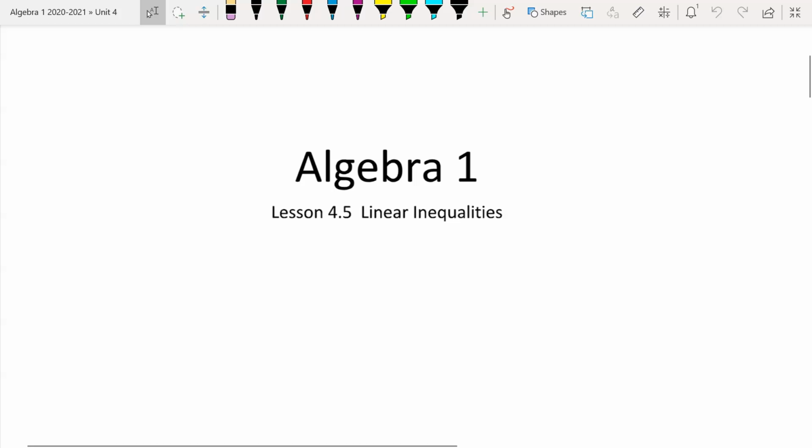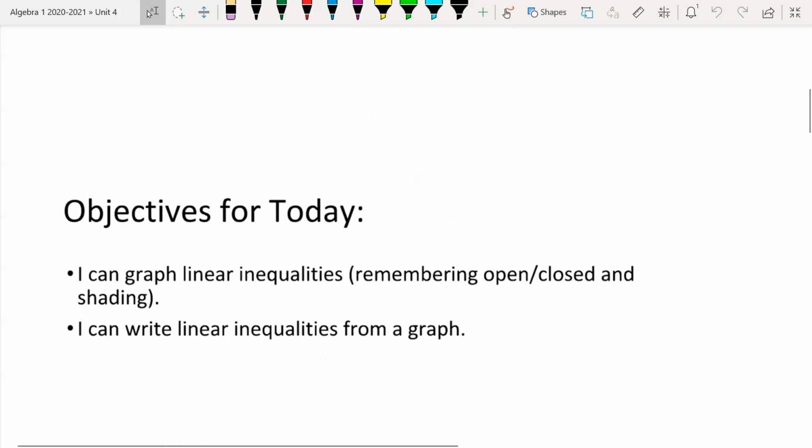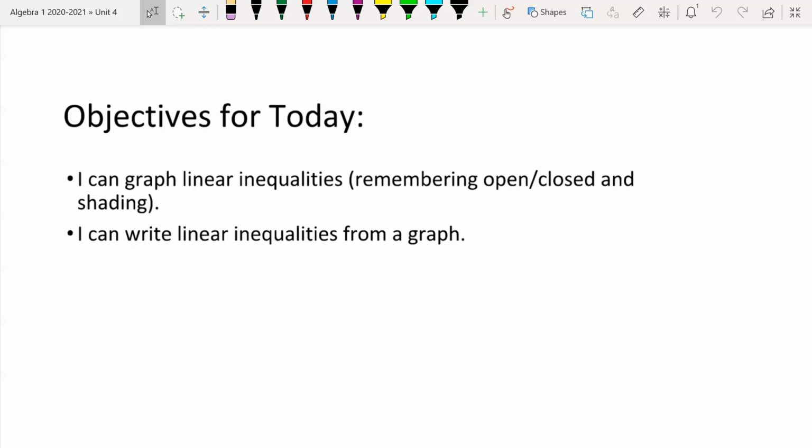So we're going to pick up where we left off, and we're going to do systems of inequalities eventually. But before we can do a system, I really want to make sure we know how to graph linear inequalities. We're going to graph linear inequalities, bring in open and closed and shading, and we can write linear inequalities from a graph.